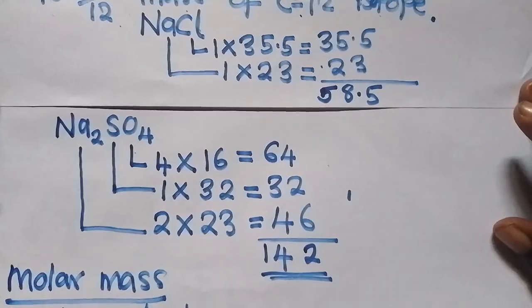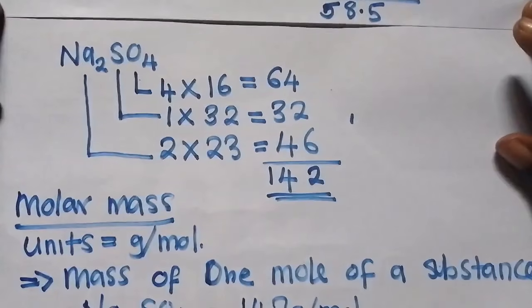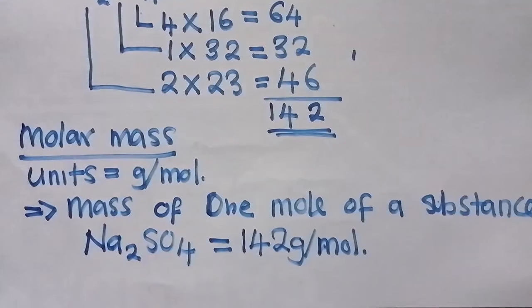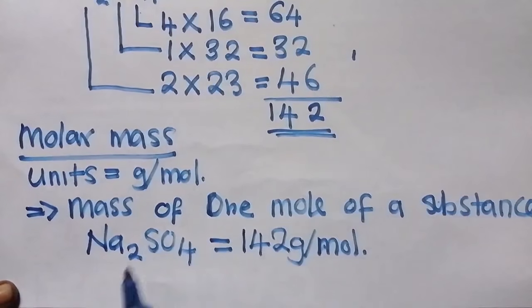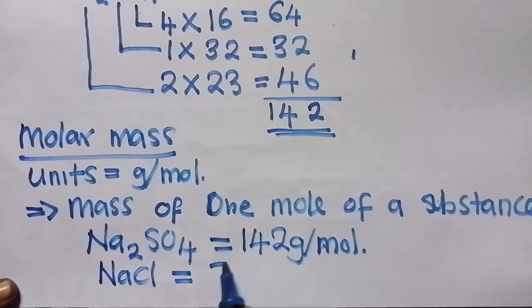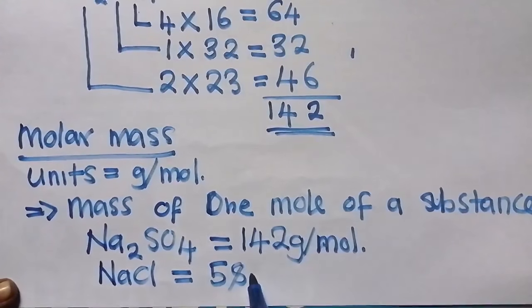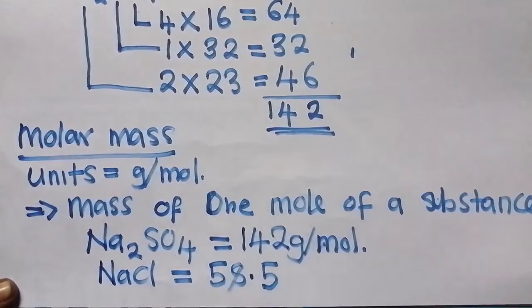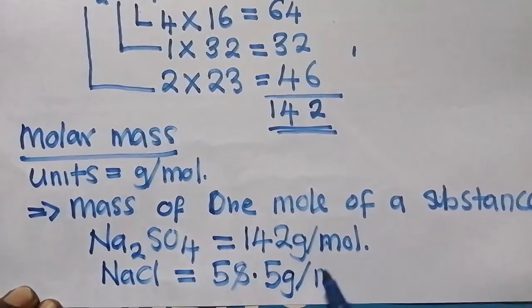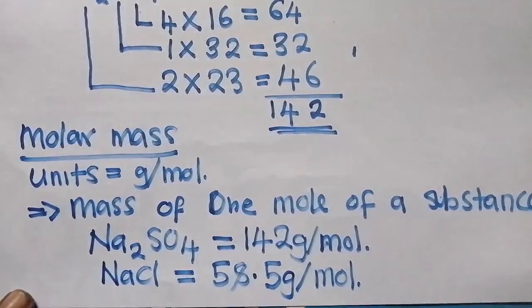58.5. So when you are told, under molar mass, to find the molar mass of sodium chloride, you know that it is 58.5. This is the relative molecular mass. But since you are under the mole concept, under the molar mass, you need to say grams per mole.